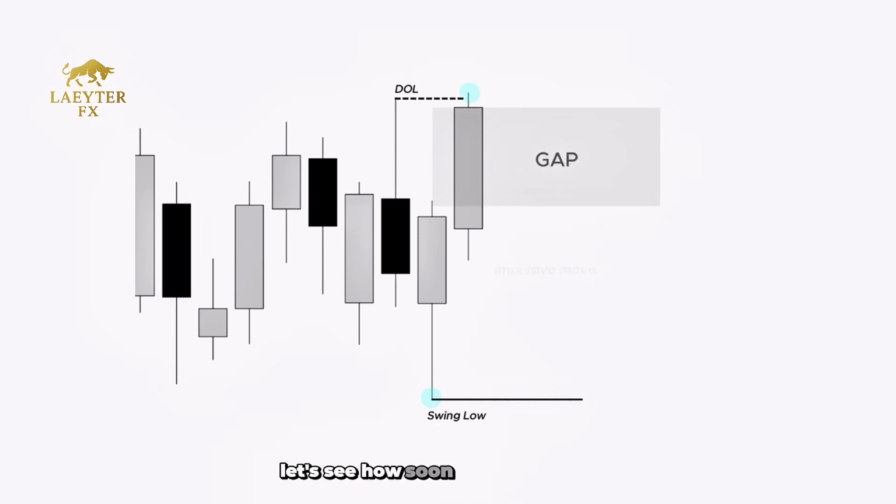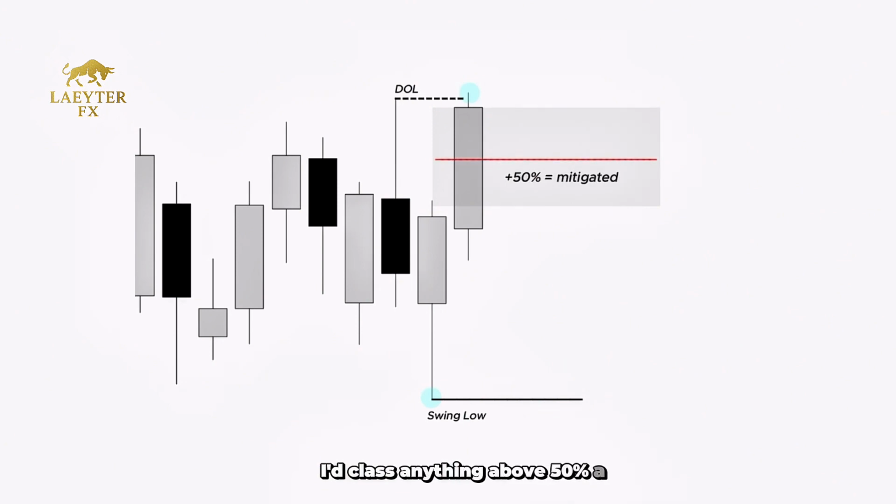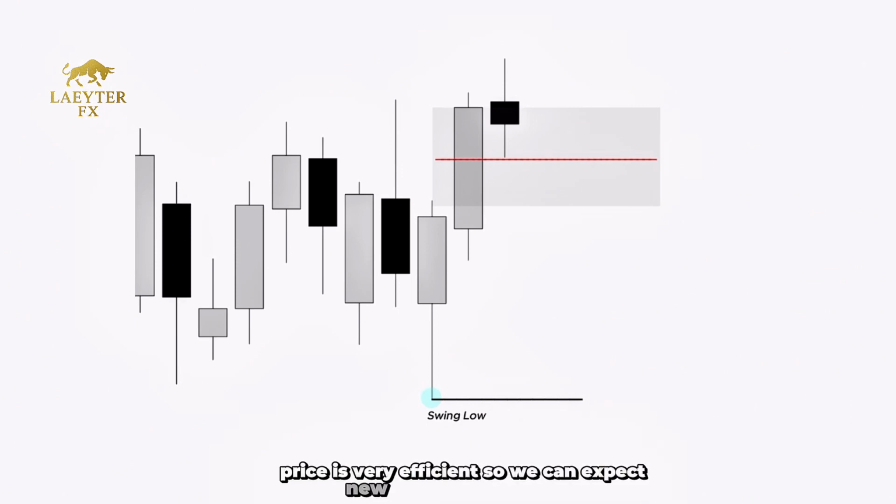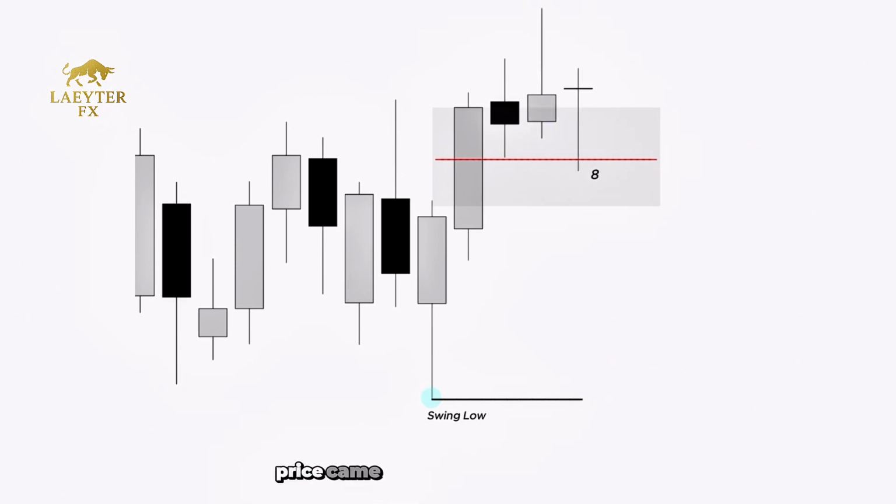Let's see how soon price comes back to mitigate or fill this gap. I'd class anything above 50% a mitigation. Not every time is 100% of a gap filled. You can see in this case, 50% of that gap was mitigated. Price is very efficient, so we can expect new gaps to be produced. Price came back again to take around 80% of that gap.